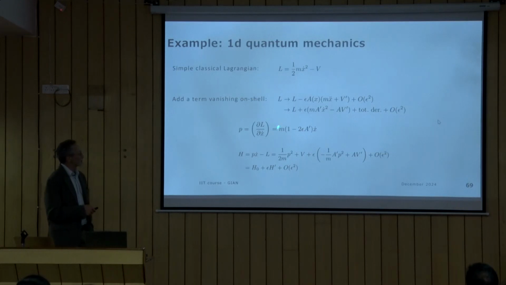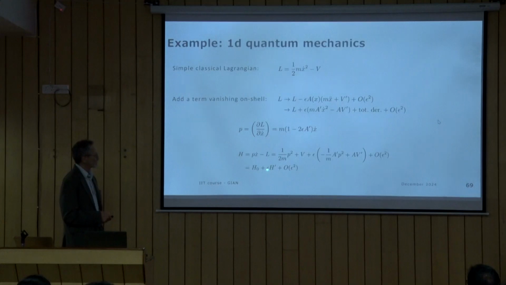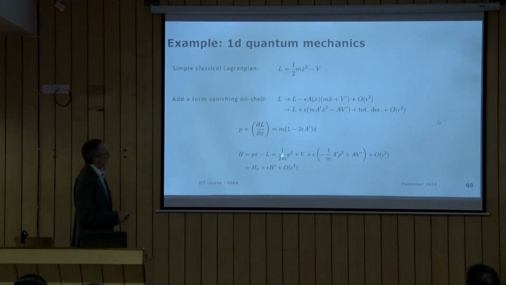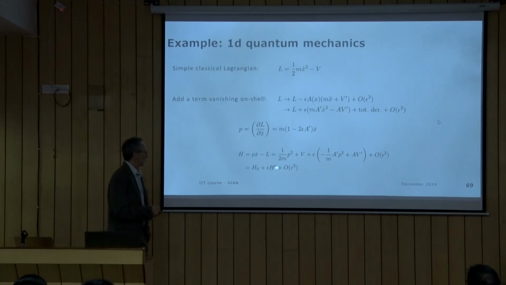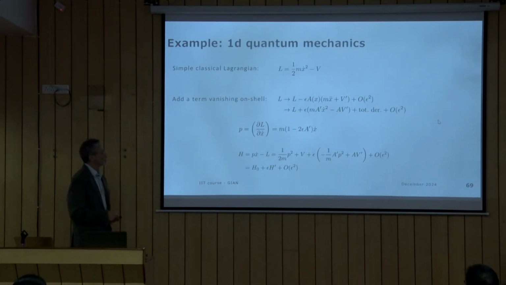I take this, and using this expression, I can construct the Hamiltonian. This is the standard expression of the Hamiltonian, and if you work it out, you get this object. This is the standard thing you would get from this Lagrangian immediately. It's straightforward. And this is an extra piece that comes from adding this extra piece. I will call this extra piece H prime. I'll call this thing H naught.